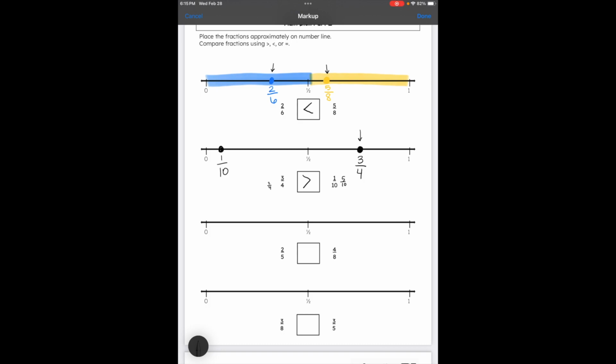1/10. I'm going to do this next one with you, and I'll let you do the bottom one on your own. Looking at 2/5, I know 2.5 would be equal to 1/2. So this one is just slightly under. 4/8 would be half. So this one is actually at that halfway mark. So I'm going to put my point and put 4/8, and 4/8 is just slightly the greater number. So 2/5 is less than 4/8.